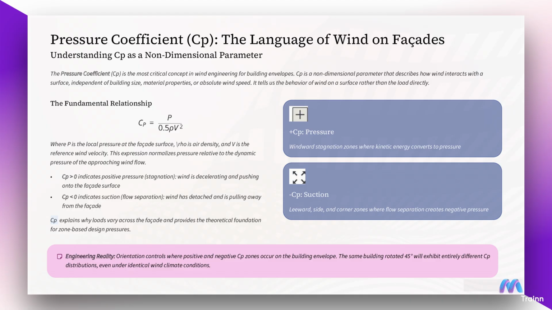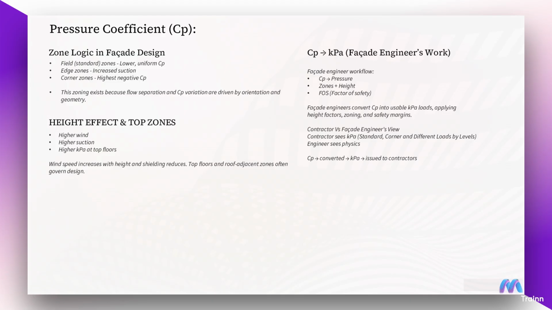Engineering reality: orientation controls where positive and negative Cp zones occur on the building envelope. The same building rotated 45 degrees will exhibit entirely different Cp distributions, even under identical wind climate conditions. Pressure coefficient, Cp: zone logic in facade design. Field, standard zones: lower, uniform Cp. Edge zones: increased suction. Corner zones: highest negative Cp. This zoning exists because flow separation and Cp variation are driven by orientation and geometry.